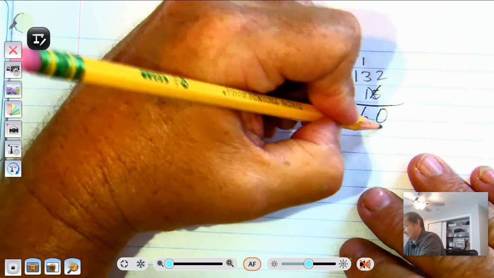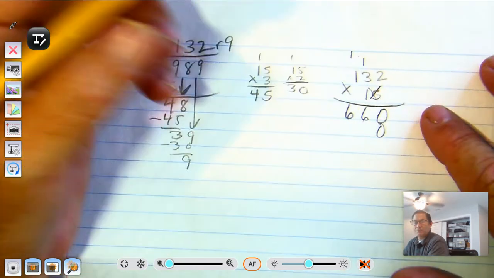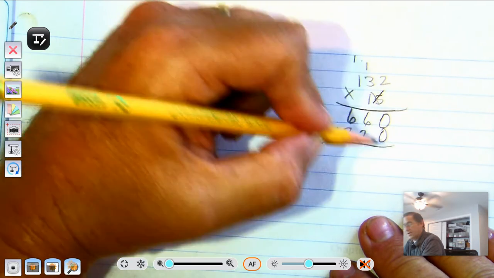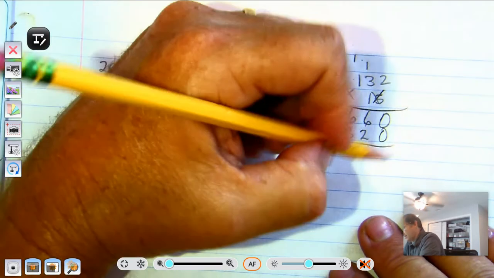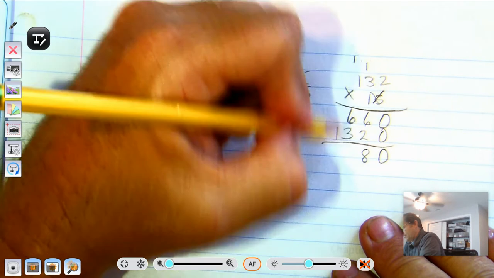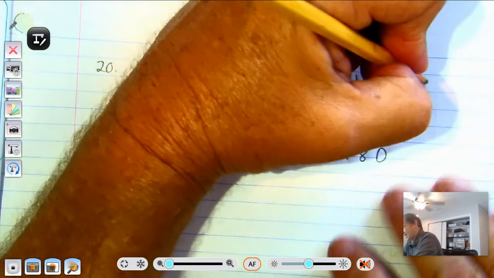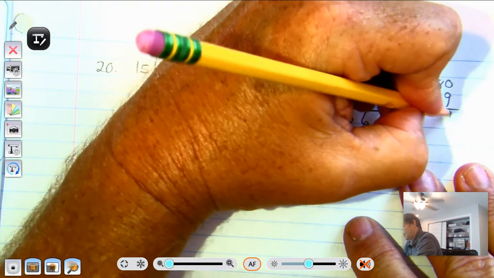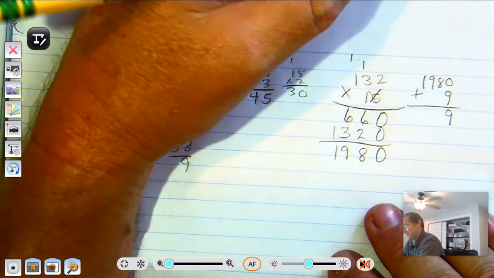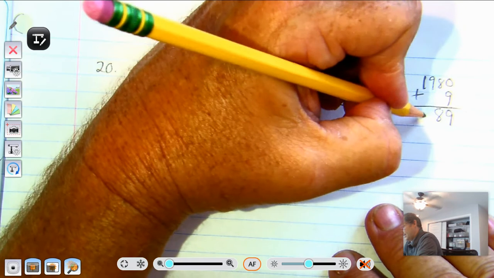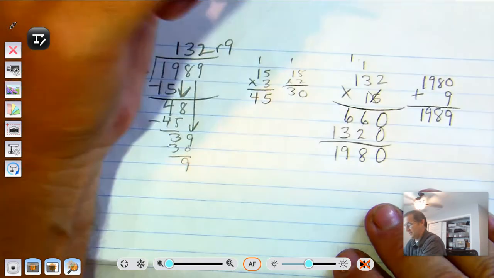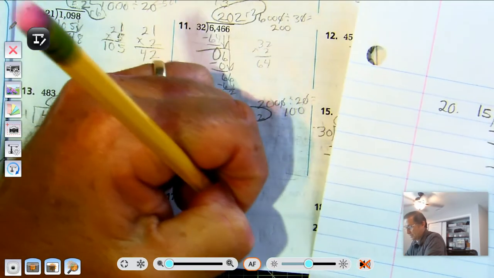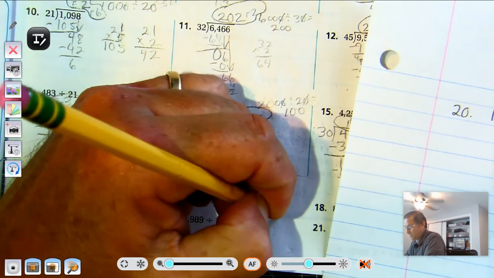Let's move to the tens. And we know that 10 times 132 is going to be 1,320. Add those together. We're at 1,980. And we had a remainder of 9. 9 plus nothing is 9. 8 tens, 900s, and 1,000. That does match. So our answer for number 20 is 132, remainder 9.